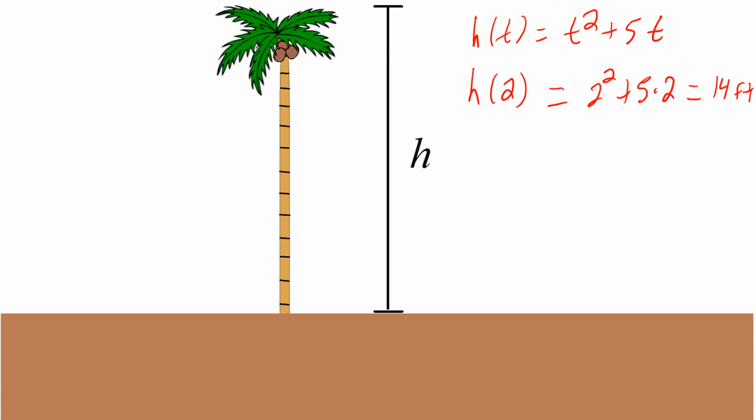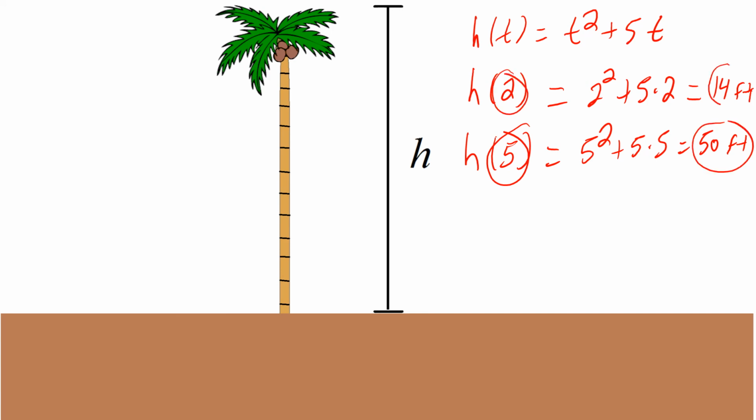Okay, if I want to know the height at a different time, you plug in a different number. So if I want to know the height in 5 seconds, then you could plug in 5 to get the height, which you get 50 feet. I know in real life, palm trees don't grow that fast. It doesn't go from 14 feet to 50 feet in 2 seconds, but I didn't even specify what the units are. So this could be years. So after 5 years, it could be 50 feet tall, but after 2 years, it could be 14 feet tall, that kind of thing.